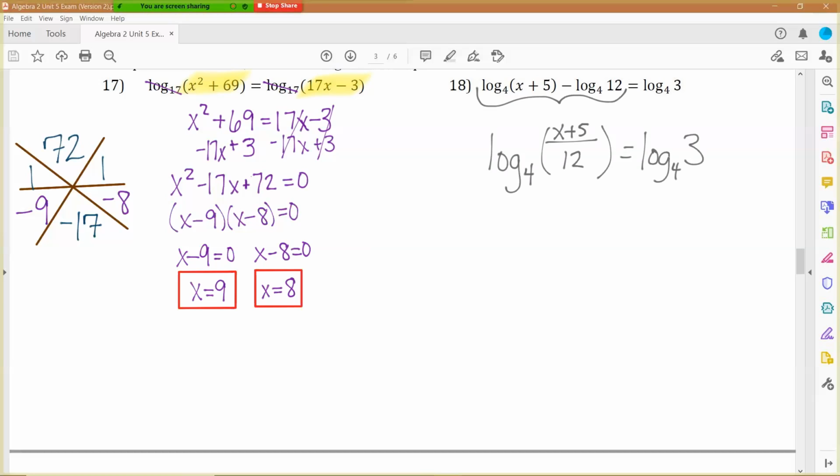So using that quotient property, I now have log base 4 of the quotient x plus 5 divided by 12 equals log base 4 of 3. So I've taken those 2 logs on the left and condensed them. Now I have 1 log on the left and 1 log on the right. 1 log on the left cancels with 1 log on the right since their bases match. That leaves us with x plus 5 divided by 12 equals 3.